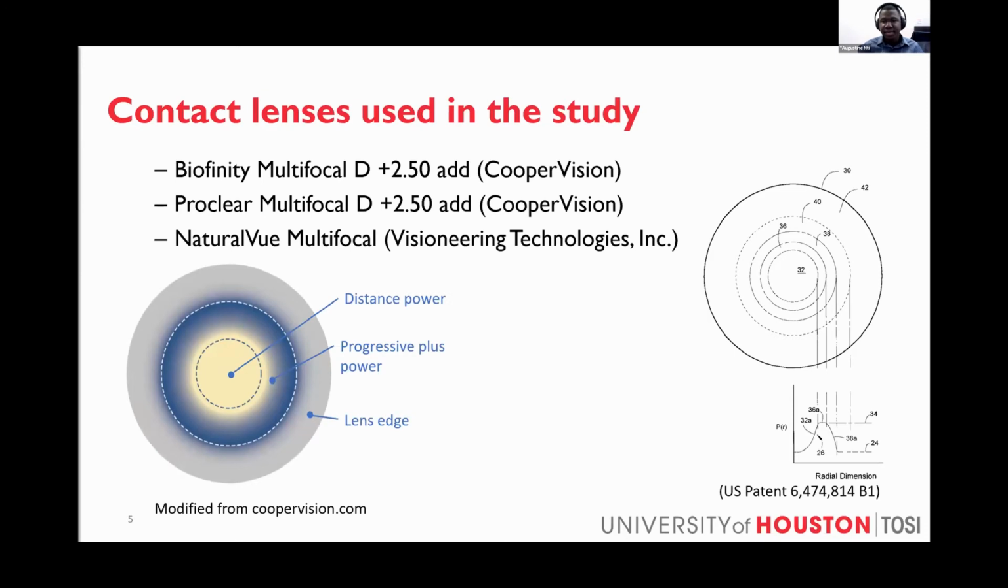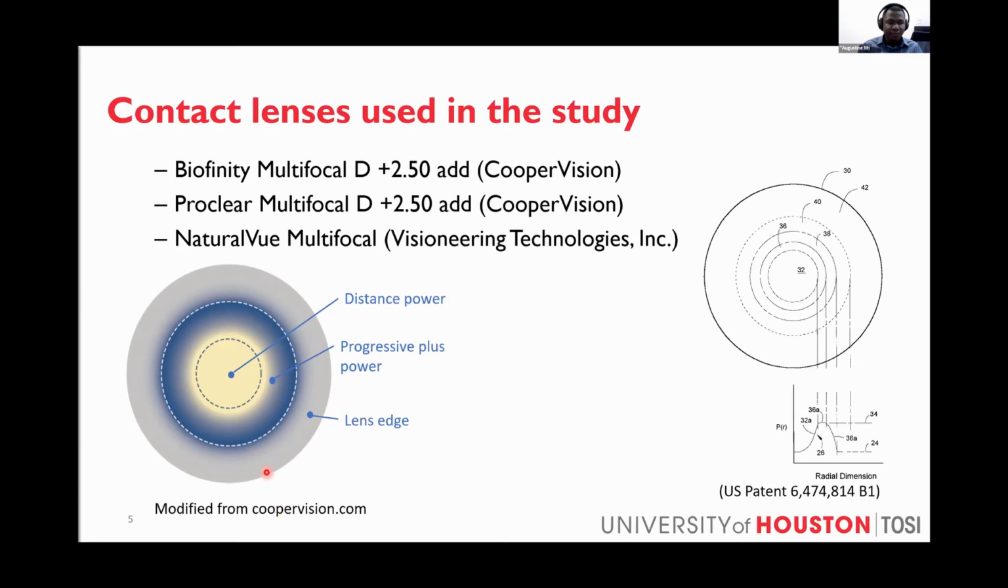We selected 3 contact lenses. They were selected because at the time we did the study, they were being used or studied off-label for myopia control here in the United States. The first was the Biofinity multifocal D with a plus 2.50 add. The second was the Proclear multifocal, also with a plus 2.50 add. And the third was the NaturalVue multifocal.